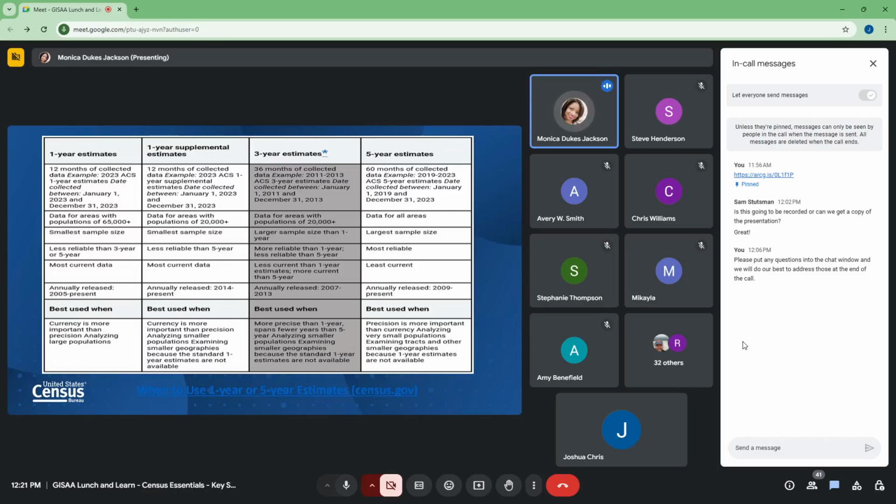And then when you're comparing, you can only compare 5 year estimate to 5 year estimate because the data is aggregated over a 5 year period. So if you're doing trend analysis, you may be looking more at the 1 year estimate so you can compare each year. But if you're looking at the 5 year, you would have to compare each 5 year period without overlapping years. It is annually released, and it's best used when precision is more important than currency, analyzing very small populations, examining tracts or what we call neighborhoods, and other smaller geographies because the 1 year estimates are not available.